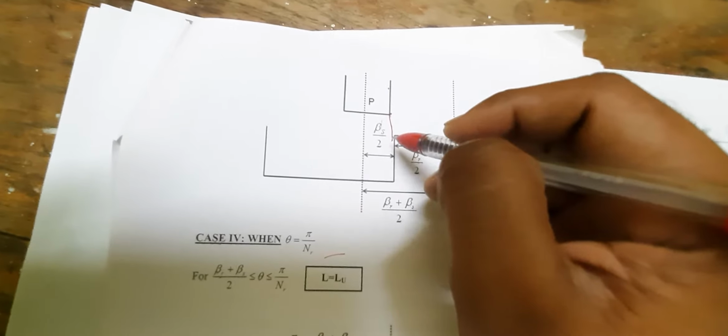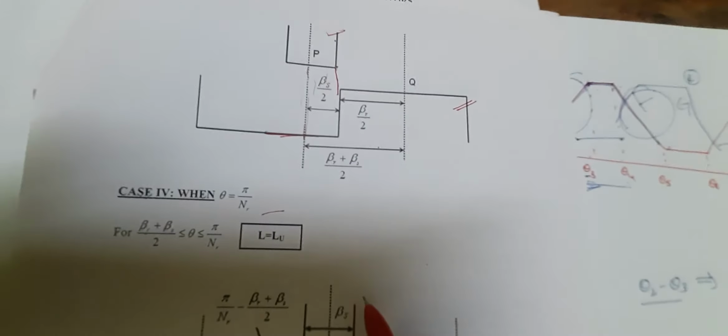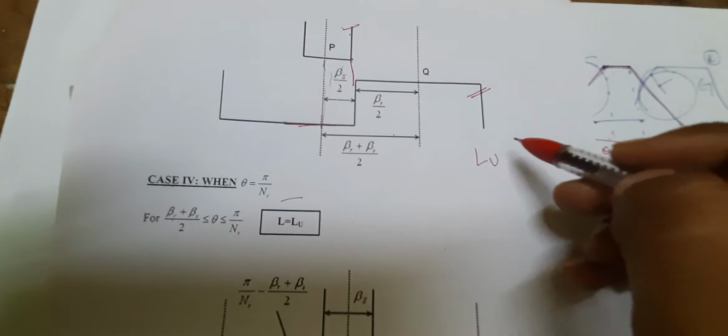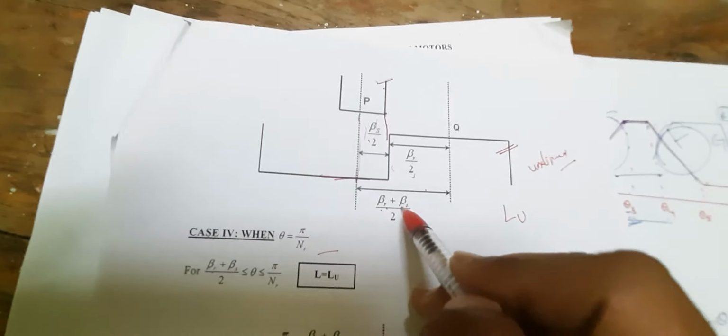Once the stator axis and the rotor axis are like this, the stator and rotor pole axes are not aligned to each other. This is a pole and this is the rotor core part, which does not have any alignment. This is called the unaligned inductance, LU. In this case, this is beta r by 2, this is beta s, so theta equals beta r plus beta s by 2.